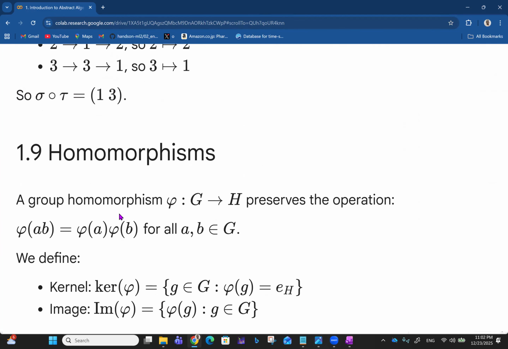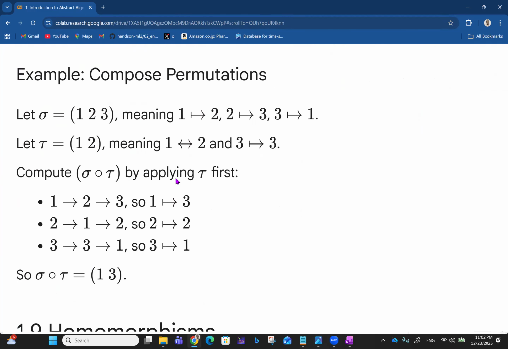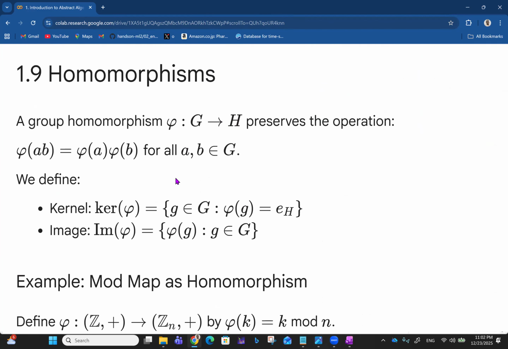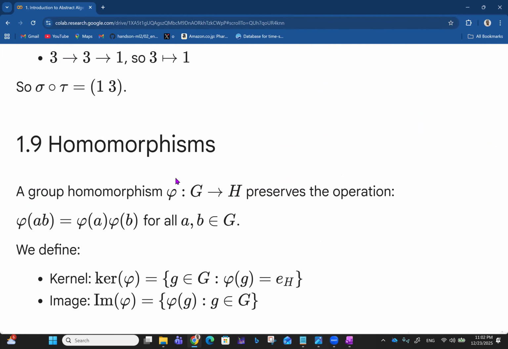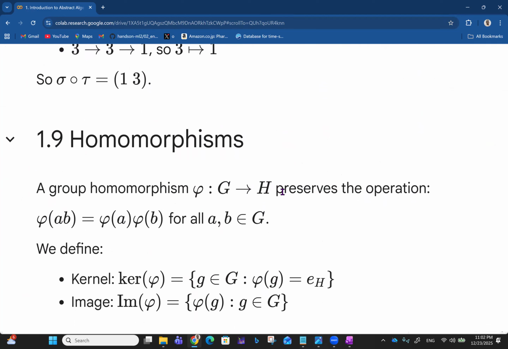Now, homomorphisms. If that is not clear enough, not to worry, we're going to talk about permutations and the symmetric group as we move on. So let's talk about homomorphisms. A group homomorphism phi mapping G to H preserves the operation, that phi of AB is phi of A multiplied by phi of B for all A and B belonging to G. So we define the kernel. The kernel of phi is all g belonging to G such that phi of g is e sub H. And we have the image of phi, which is phi of g such that g belongs to G.